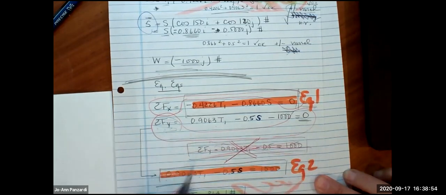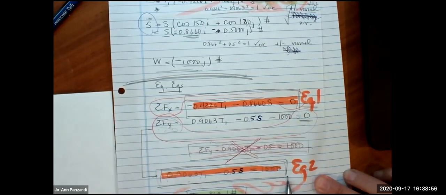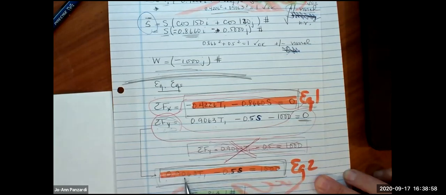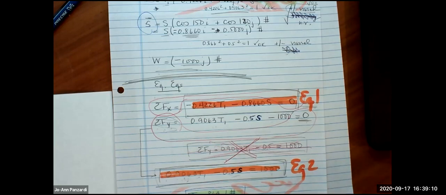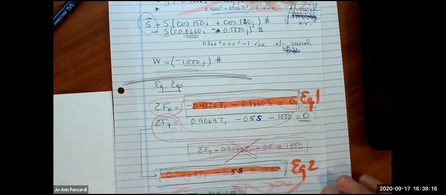And then this translated to my equation 2, where I put only the variables on the left side and I have my magnitude on the right. And then using my calculator, I solve for what T1 and S were. And Myra, can you tell me when I got a negative S, what did that mean?